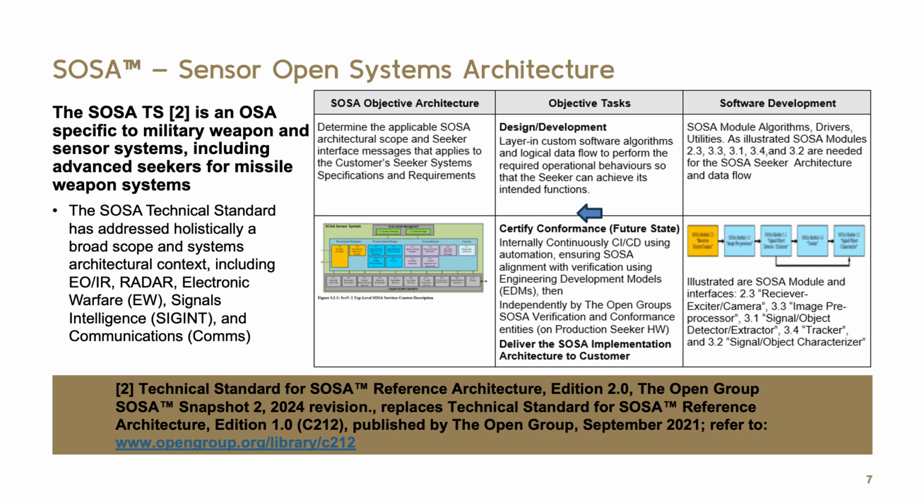The first one, SOSA, is specific to military weapons and sensor systems, including advanced seekers for missiles. It is a broad scope of systems architectures, including EO/IR, radar, electronic warfare, signals intelligence, and communications. So the objective architecture, you've got a figure there, and the reference is at the bottom for the SOSA architecture. Basically, the tasks are to figure out the scope, and layer in custom algorithms to achieve the behaviors of the seeker or the software that you're implementing.